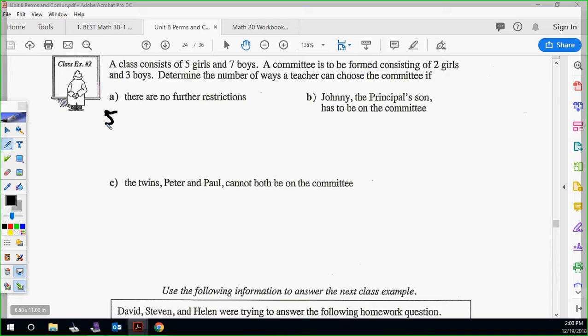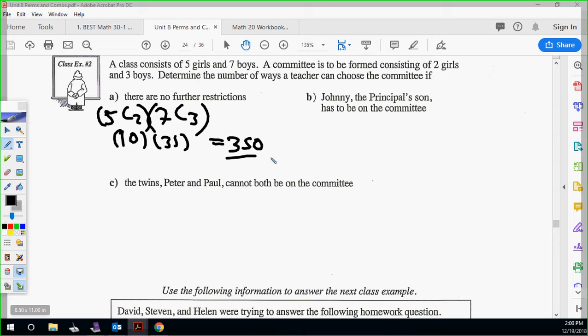5C2. How do we choose the boys? 7C3. Multiply those 2 numbers. So you get 10 times 35. There's 350 ways to choose a committee from that makeup of boys and girls.